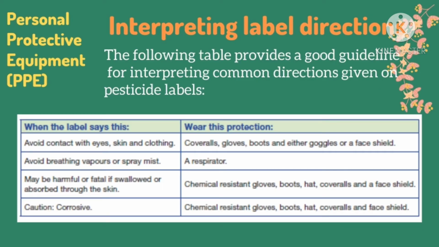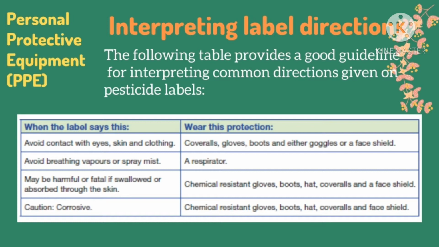We keep on repeating that in wearing an appropriate PPE, we need to check first the label. The following table provides good guidelines for interpreting common directions given on pesticide labels. When the label says, avoid contact with eyes, skin, and clothing, wear coveralls, gloves, boots, and either goggles or a face shield.